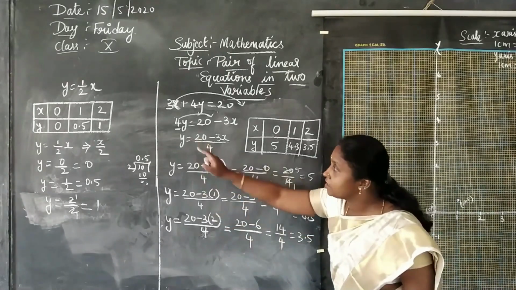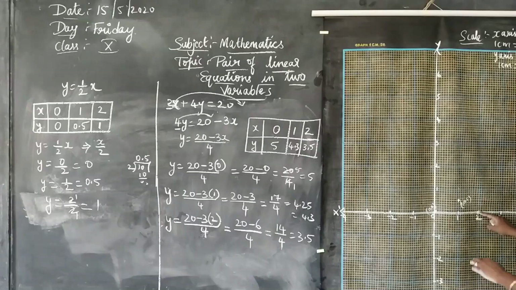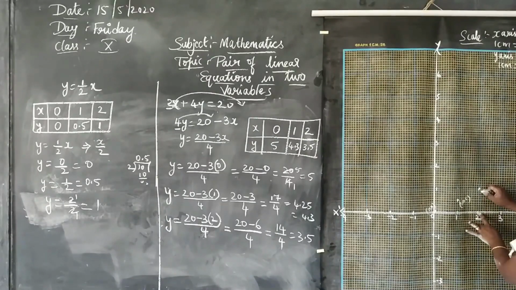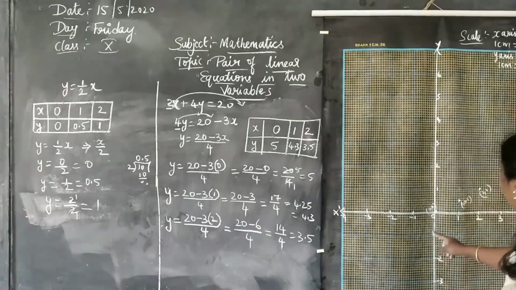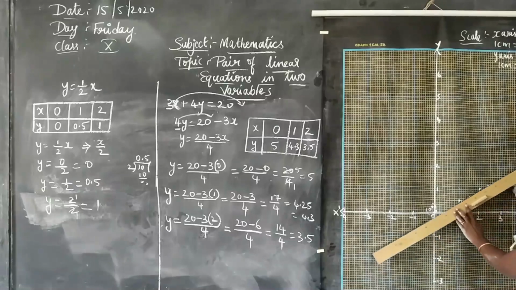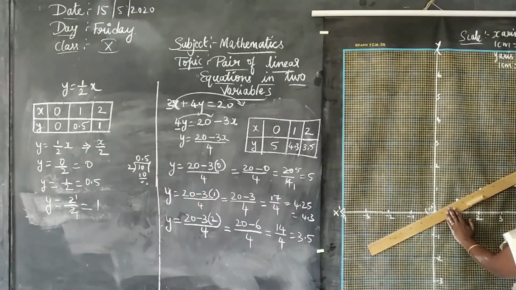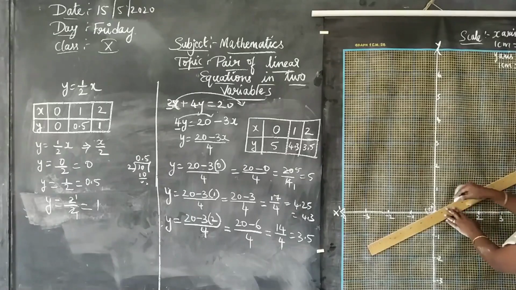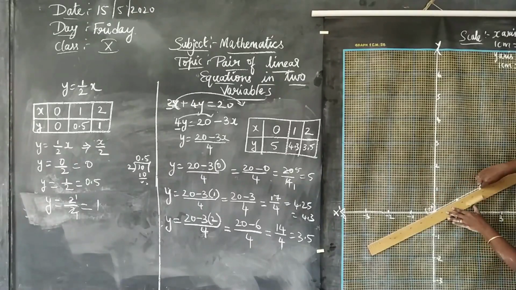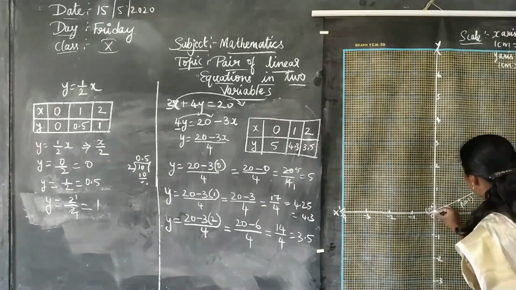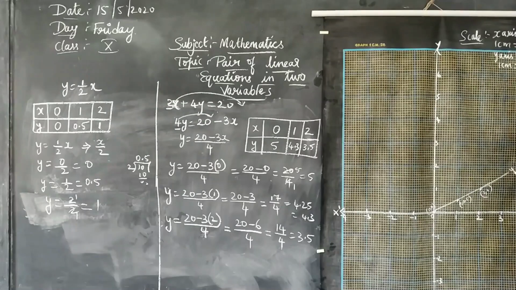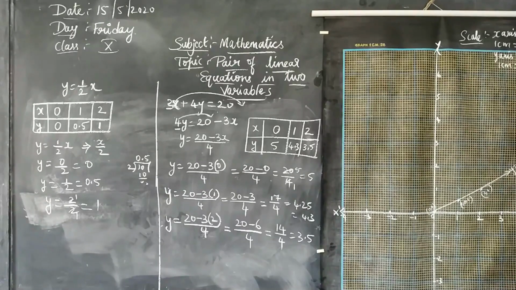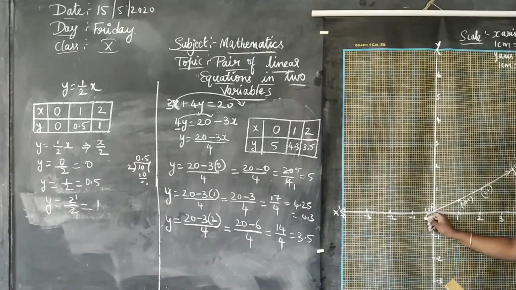The next one, x is 2 and y is 1. So (2, 1). Clear, children? So you got all the 3 points. If you observe, the 3 points should always be in a straight line. As I told, the solutions of the given equation will lie on the same straight line. So it will be a straight line representing like this. Which equation is this? This is y equals 1 by 2x. This straight line can extend like this anyway.